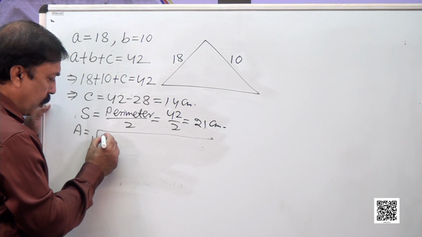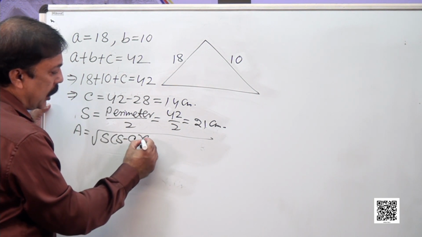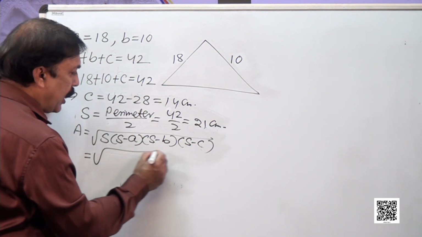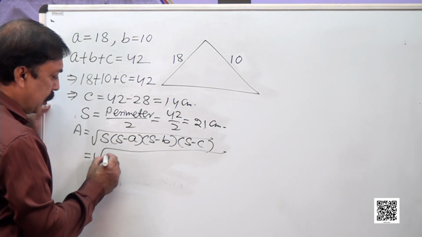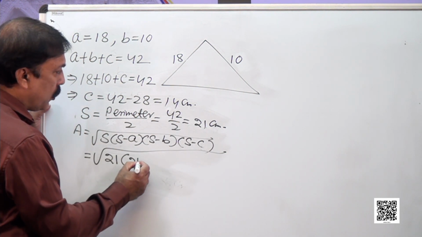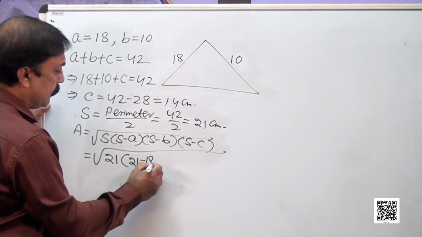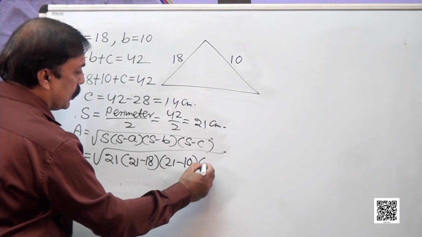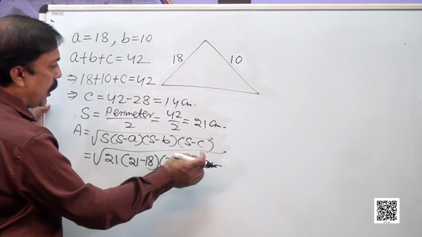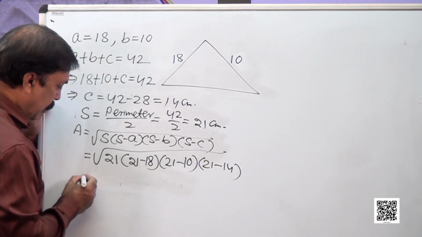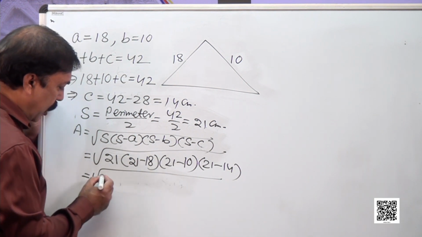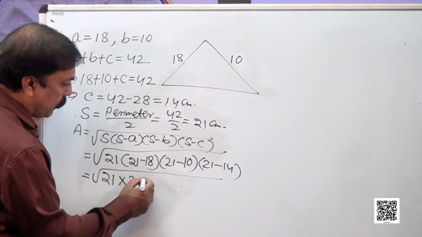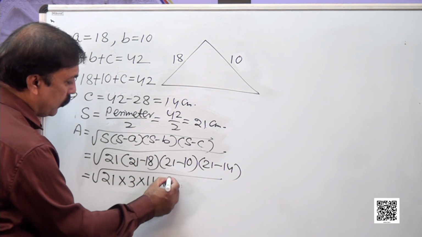Area is square root of s into s minus a into s minus b into s minus c. What is the value of s? The value of s is 21. So 21 into 21 minus a, which is 18. Again 21 minus b is 10 and 21 minus c is 14. So this gives square root of 21 into 3 into 11 into 7.